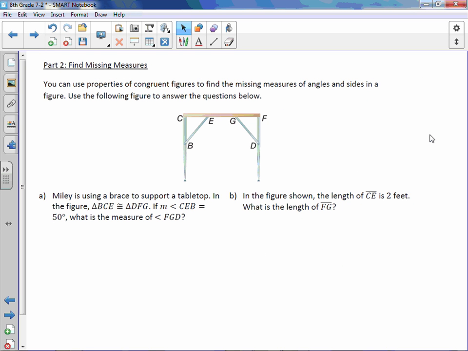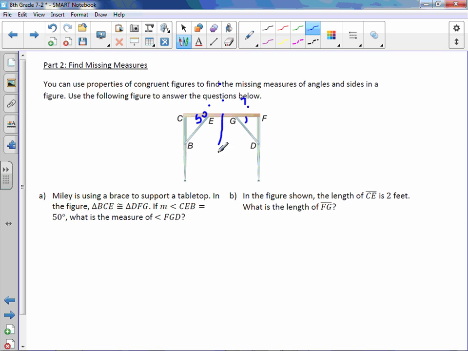You can use properties of congruent figures to find the missing measures of angles and sides in a figure. Use the following figure to answer the questions below. Miley is using a brace to support a tabletop. In the figure, triangle BCE is congruent to triangle DFG. If the measure of angle CEB is 50 degrees, what is the measure of FGD?